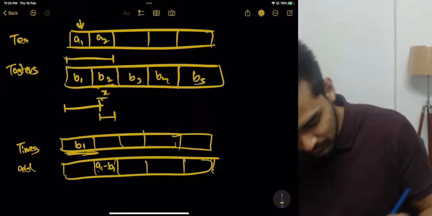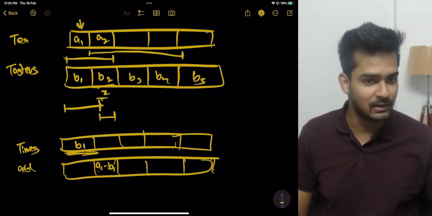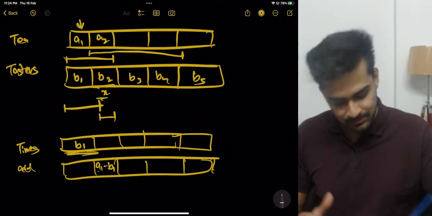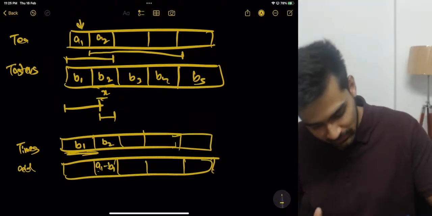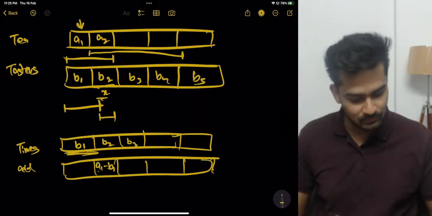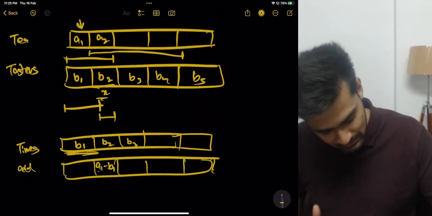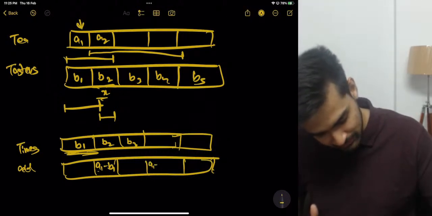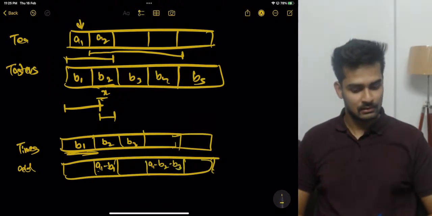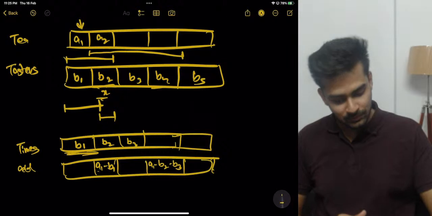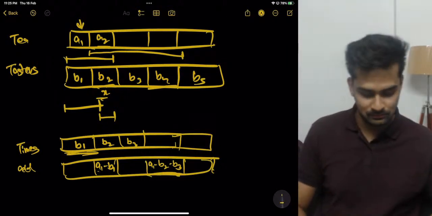Let's come on to A2. Let's say A2 was able to take till this fourth value, which means it was able to take the entire B2 value, the entire B3 value, and some part of B4. How can we say that? It's A1 minus B2 minus B3. Okay, the fourth person was able to drink this amount of tea from A2. Got it?